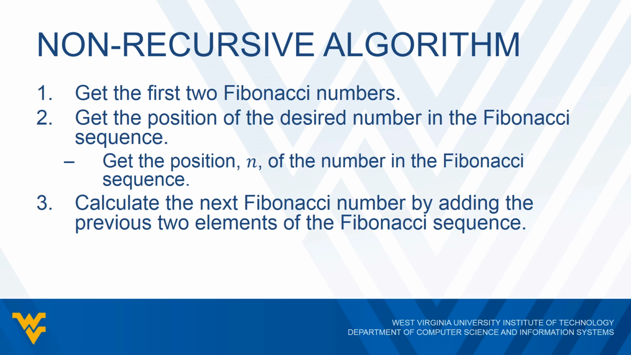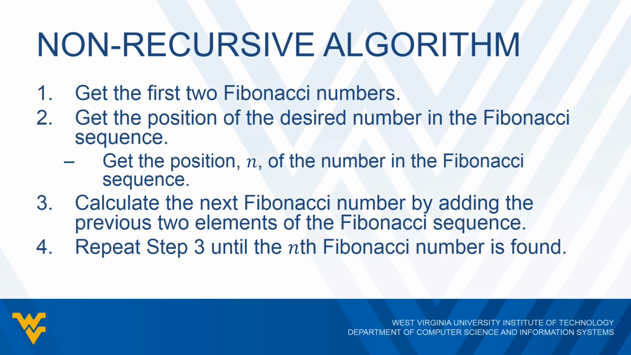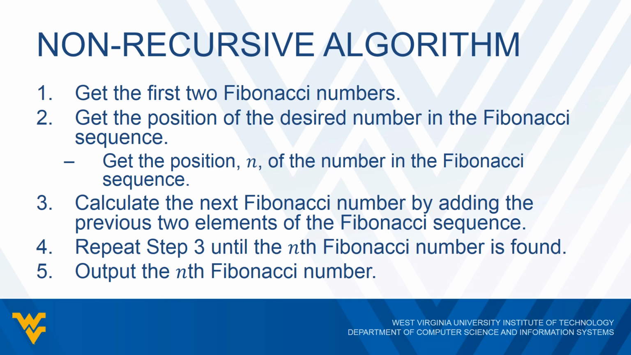So in our first iteration, we would add A1 and A2 to get A3. We would then repeat this step, repeat step 3, until we get the nth Fibonacci number. And then finally, we would output the nth Fibonacci number. Now, for our purposes, we will assume that the first number is less than or equal to the second number, and both numbers are non-negative. That does make things a little bit easier for us.